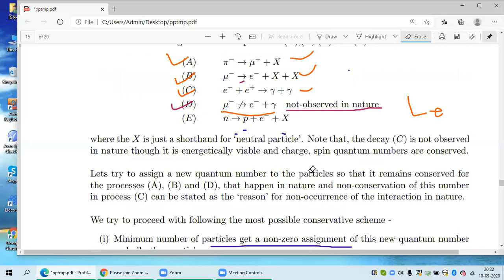I am saying that in the B reaction, if we choose the electron to have lepton number -1 and both X's are neutrinos, then the B reaction is satisfied by conservation, and D is also satisfied. D, it is violated. Yes, D is violated. Then we don't have to assign a new quantum number. And in E?